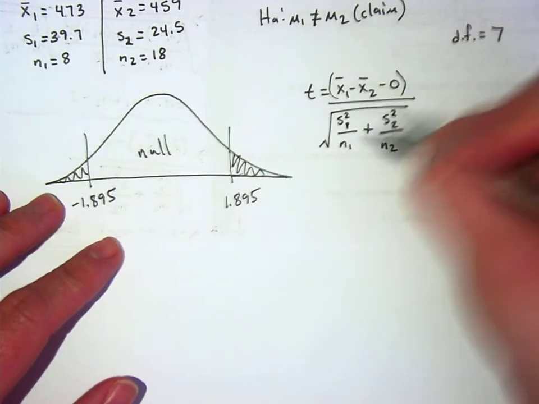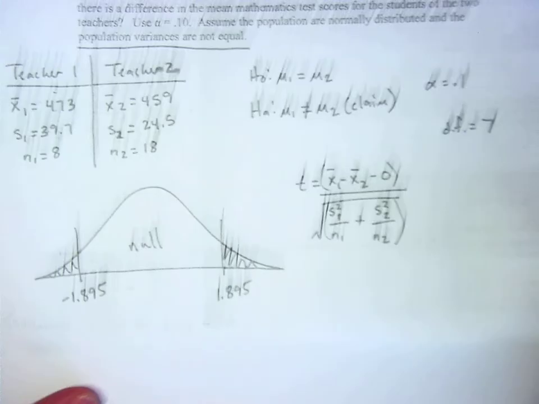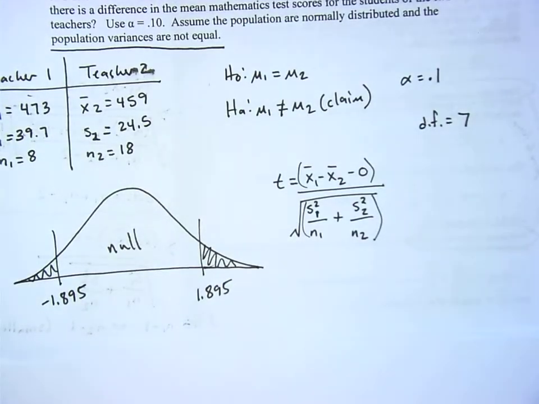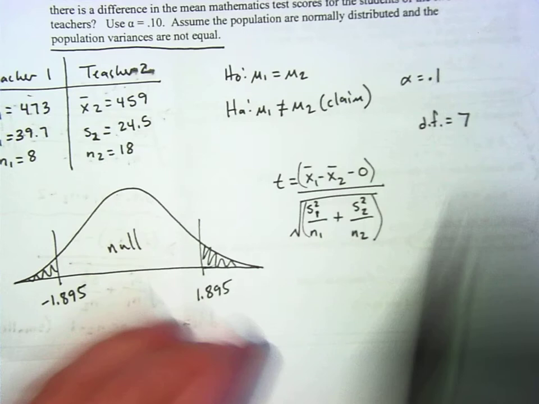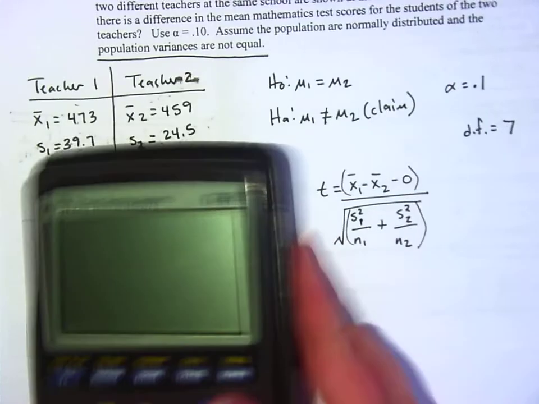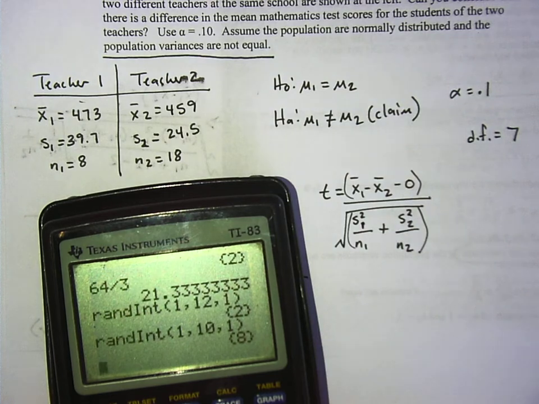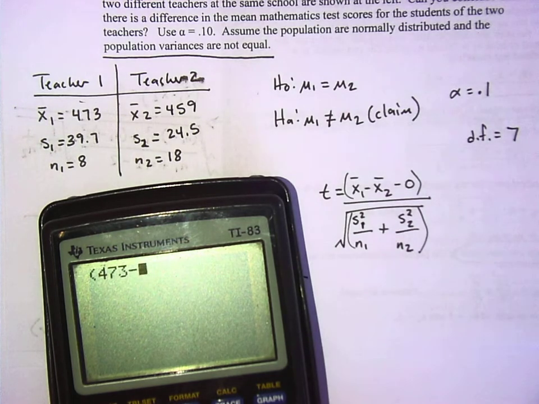All right, so we're going to try to put this in our calculator. Okay, so x bar 1 is 473 minus 459. And then you divide by the square root. And all the stuff inside the square root on the bottom will take care of itself in order if you do it the right way. So 39.7 squared divided by 8 plus 24.5 squared divided by 18.